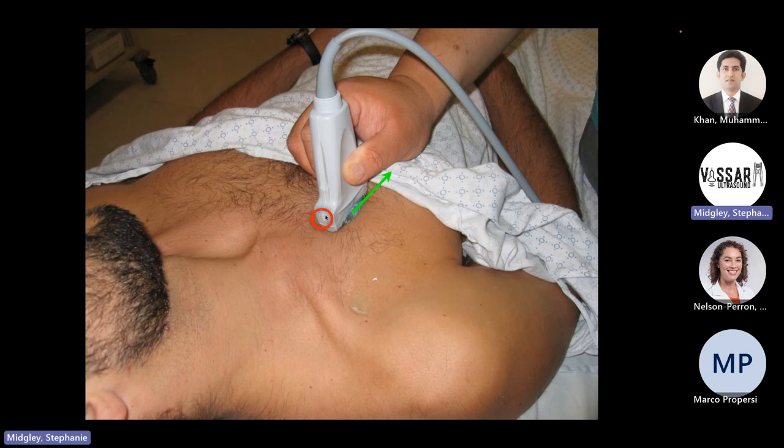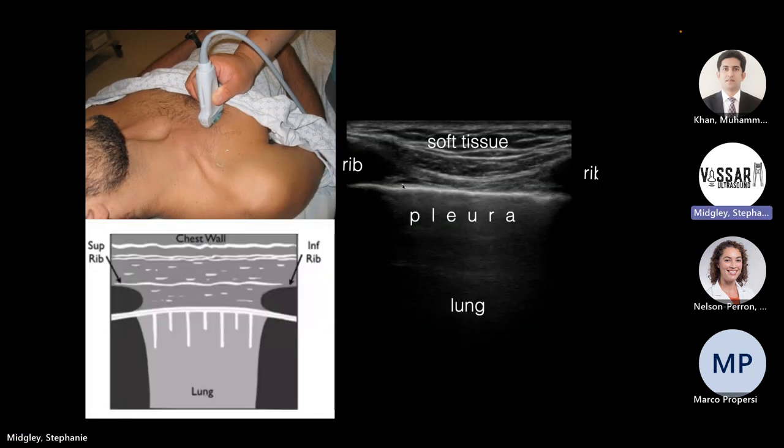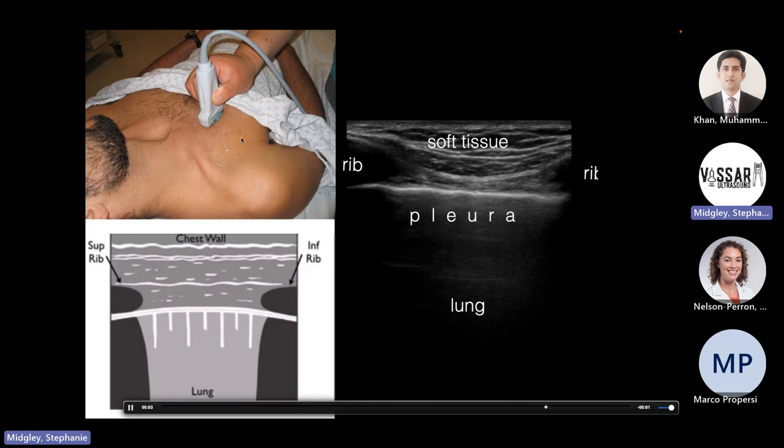So again, probe marker up towards the head, and then we're sliding down the anterior chest wall. What you're going to find is a rib here and then a rib here. In between those ribs, you want to find the rib and its shadow. The bright white that's deep to the rib shadow is going to be your pleural line. If you're not deep enough, people mess up and mistake these fascial planes for the pleura, and then they're going to call this a pneumo. So always drop your depth down first, and then you can narrow it down and zoom in on what you need.